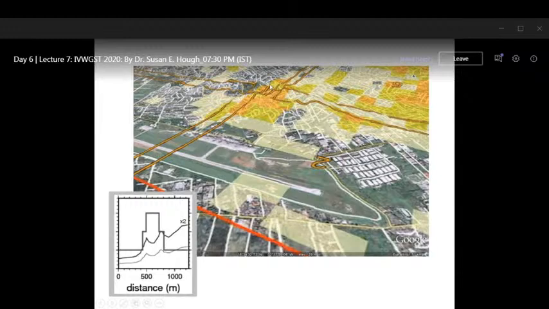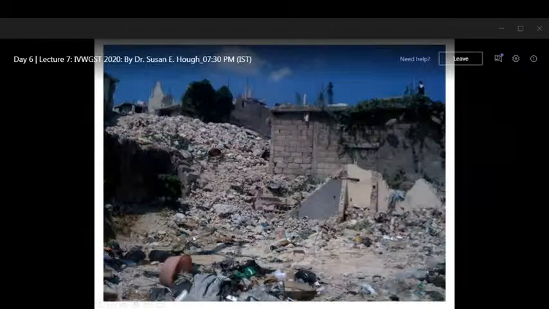And you can look at it with profiles in different ways. You could see it driving around town. The construction quality is generally poor in Haiti. That's why there was so much damage. But preferentially near these small hills, it was much worse. This is what we call topographic amplification.